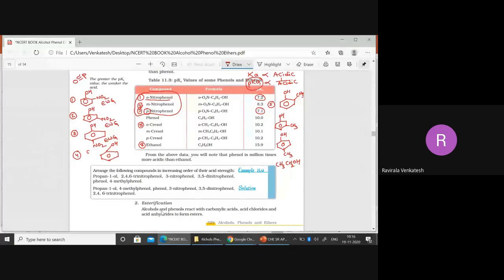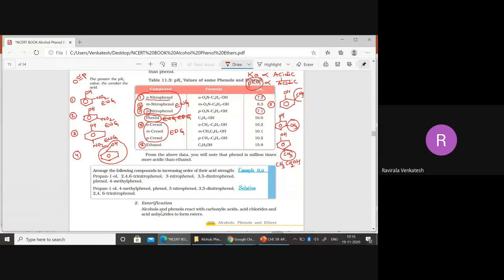Now in the case of the fourth one, phenol has neither an electron withdrawing group nor a donating group. You don't have any groups here: no withdrawing, no releasing. Therefore, it is in the middle. Now cresol, if you observe, has donating groups. The presence of electron donating groups decreases the acidic character. That is why these have less acidic character, these have electron withdrawing groups, and this one has neither.